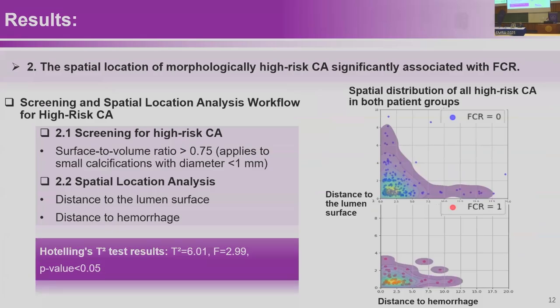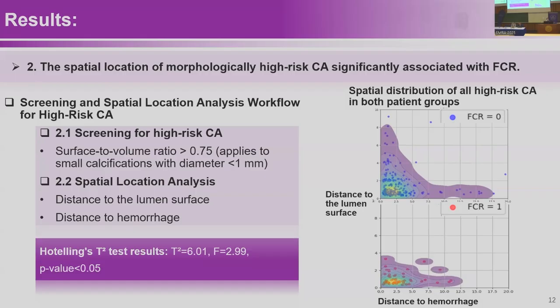Secondly, we want to find out what the spatial distribution of morphologically high-risk calcification has to do with the FCR risk. First of all, we want to screen for the so-called morphologically high-risk calcification. Here I use the standard of surface to volume ratio larger than 0.75, because we already found that surface to volume ratio has a significant relationship with the FCR risk.